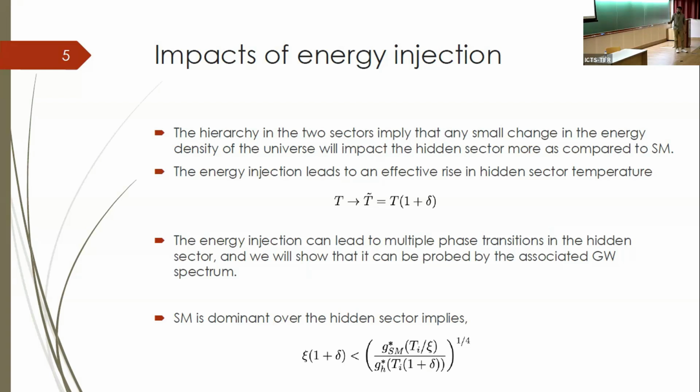A condition that we will put on the product of chi and 1 plus delta is that we want the Standard Model to remain dominant over the hidden sector. So overall, you can solve and you get a constraint on chi times (1 plus delta) to be less than the ratio of the g_stars of the Standard Model and the hidden sector raised to the power 1 by 4. Depending on the temperature, this is more or less order 1-ish. So this gives an upper bound on how much energy density you can input without the hidden sector becoming the dominant part of the total energy budget.